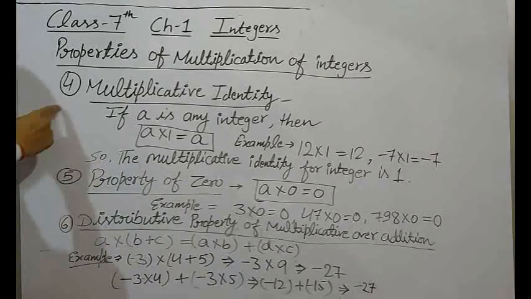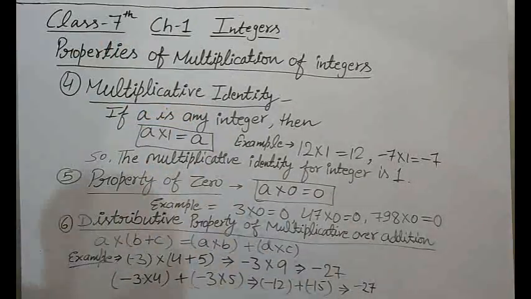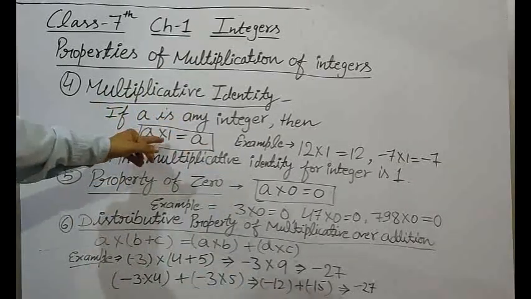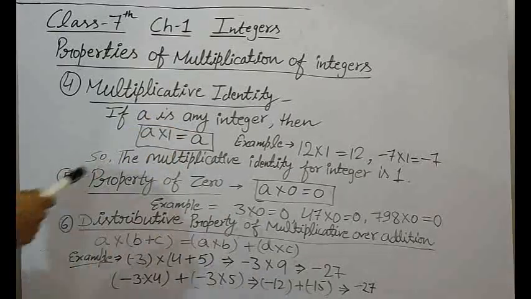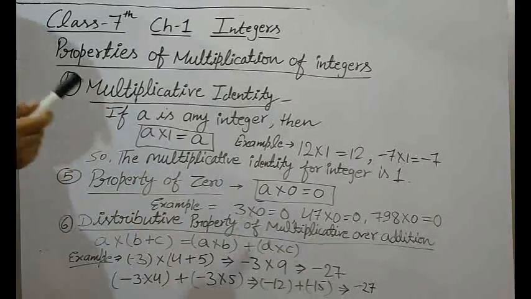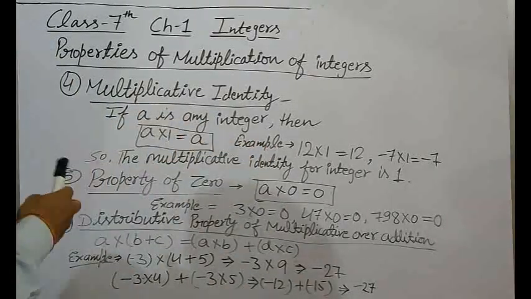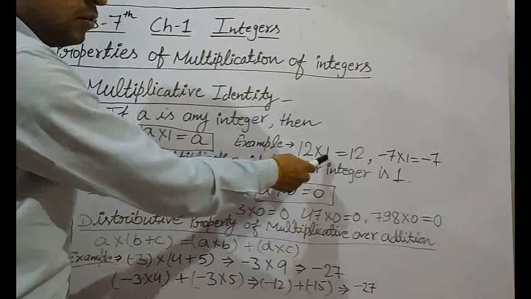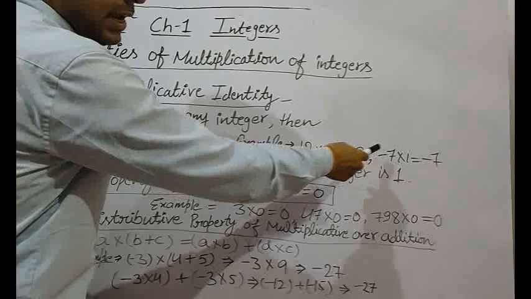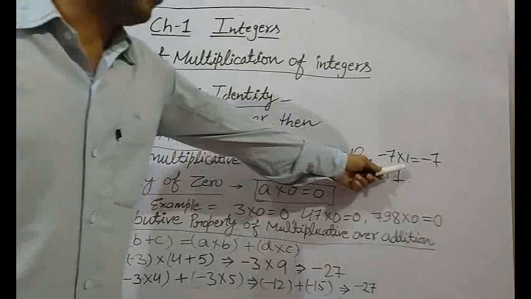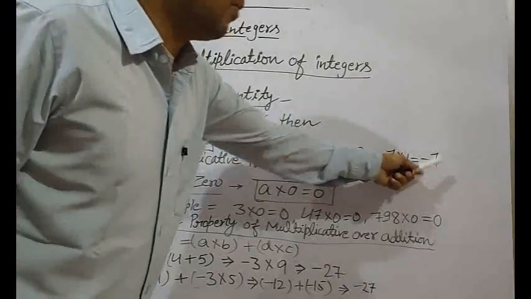Property number 4, multiplicative identity. In this property, if a is any integer, then a multiplied by 1 is equal to a. So the identity of multiplication is 1, because when we multiply any integer by 1, we get the same integer. For example, take the integer 12. When we multiply 12 by 1, we get 12. And if the integer is -7, when we multiply -7 by 1, we get -7.